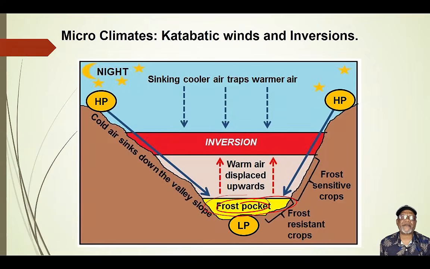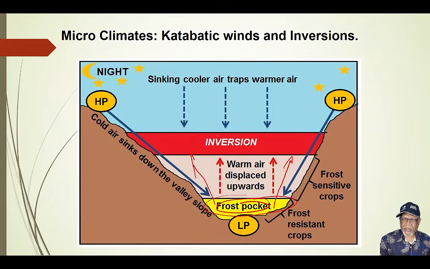What is temperature inversion? Temperature inversion is the increase of temperature with an increase in height. So you can see the temperatures here are lower, but when you go up there, the temperatures are higher. So what is that process called? It's an increase of temperature with height. So we call it temperature inversion.